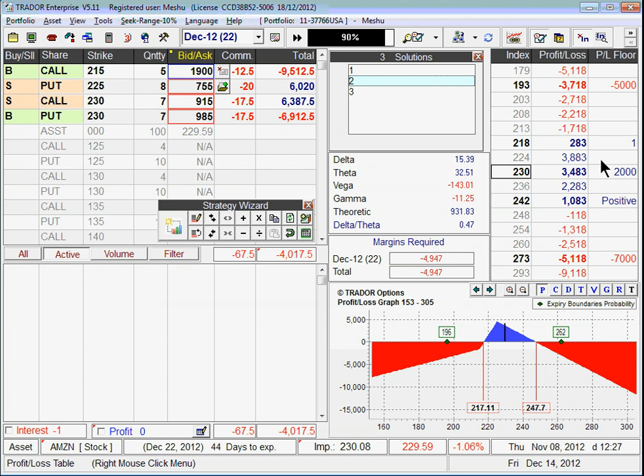Seek engines have a floor limit, but it doesn't have a ceiling. So if you define a plus $5,000 floor and the seek engine finds solutions with plus $4,999, it won't display them as found.